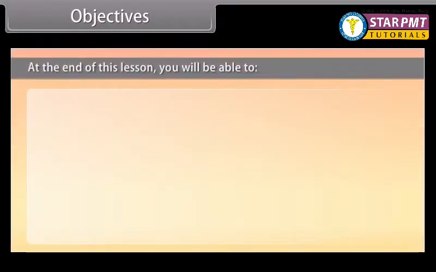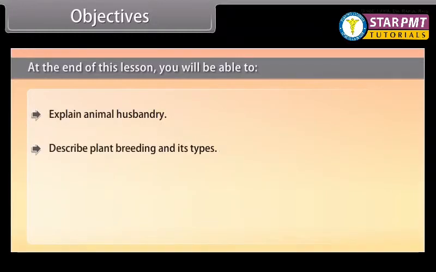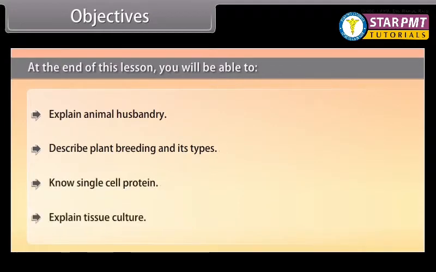Objectives. At the end of this lesson, you will be able to explain animal husbandry, describe plant breeding and its type, know single-cell protein, explain tissue culture.